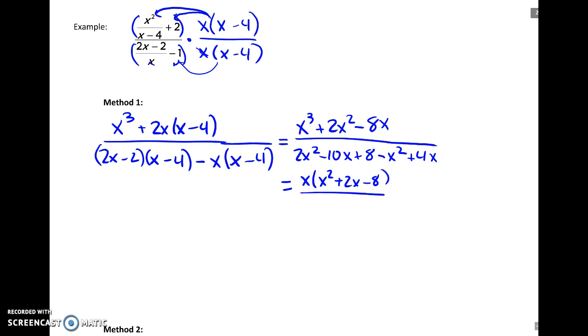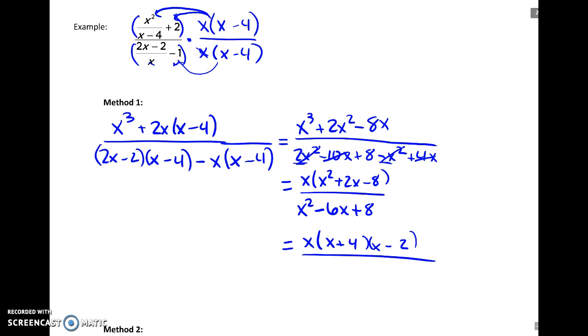And then down here, I'm going to combine like terms. So I have 2x squared minus x squared. That gives me x squared. I have negative 10x plus 4x. So that's negative 6x. And then plus 8. Now I can factor it. Okay, so let's factor it. You have x times, okay, we want to multiply to be 8, subtract to be 2. Since that's a minus, they have to subtract to be 2. So that's going to be x plus 4, x minus 2.